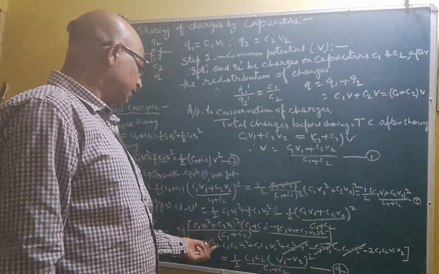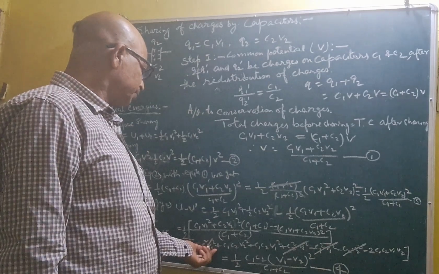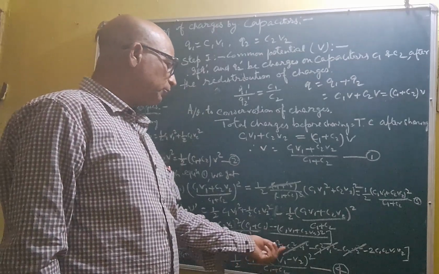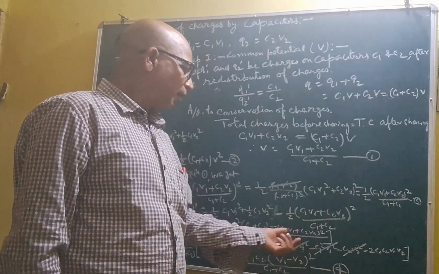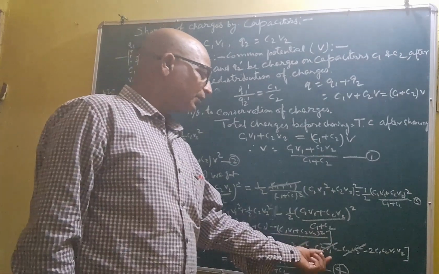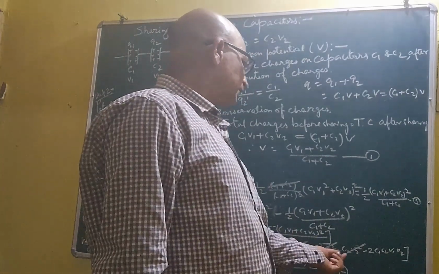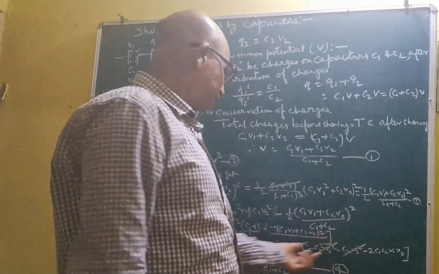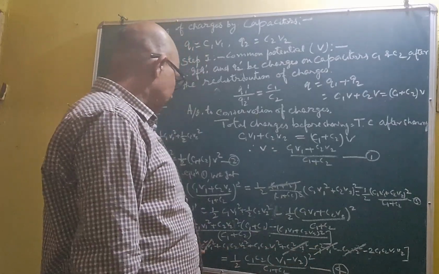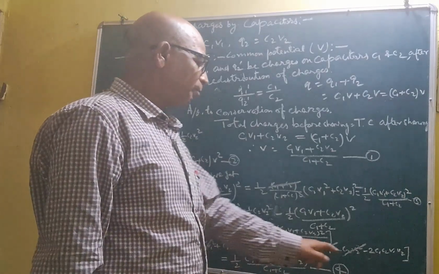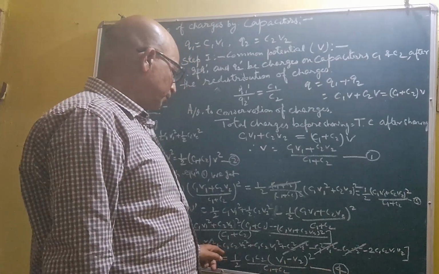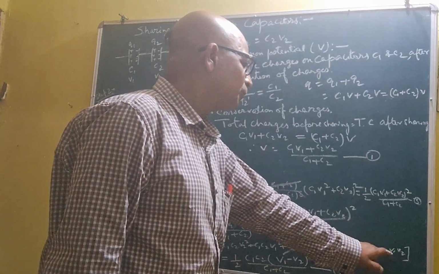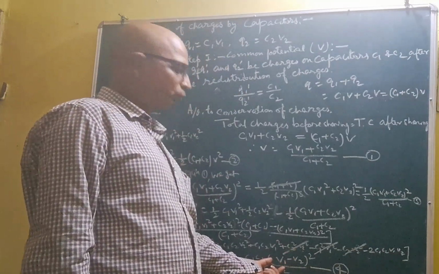On multiplying, we get C1 square V1 square plus C1 C2 V2 square plus C1 C2 V1 square plus C2 square V2 square, minus the expansion of A plus B whole square, which is A square plus 2AB plus B square, so the signs are changed. The terms C1 square V1 square and C2 square V2 square cancel out. Taking C1 C2 common, we get V1 square plus V2 square minus 2 V1 V2. So we can write V1 minus V2 whole square.